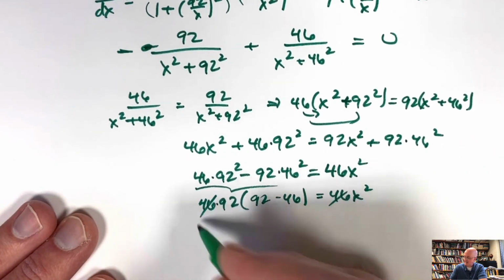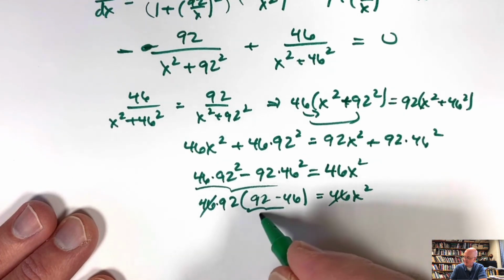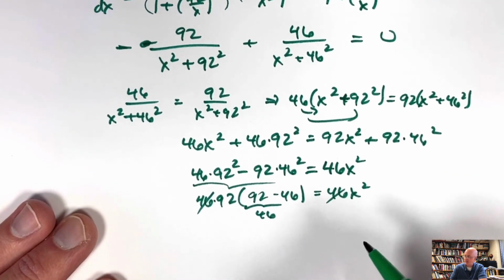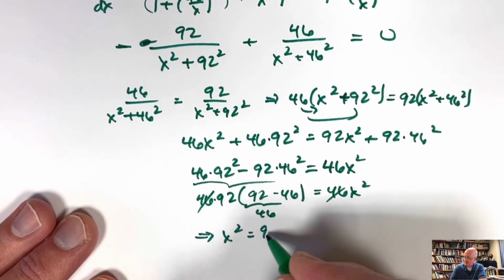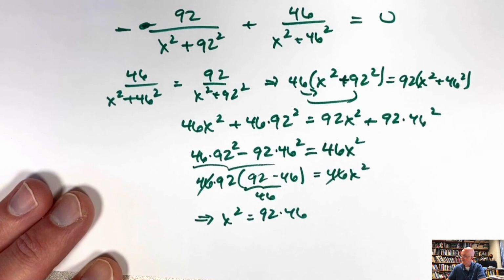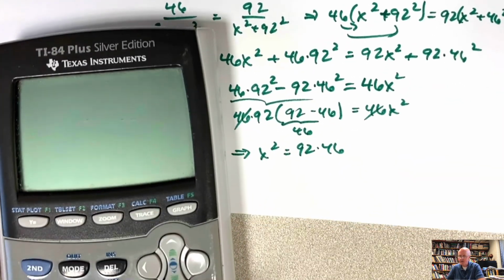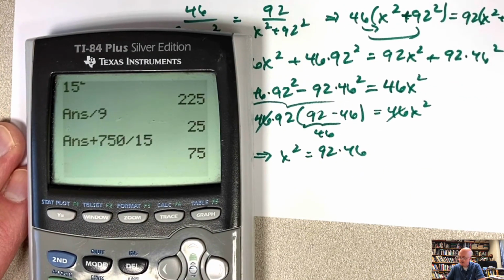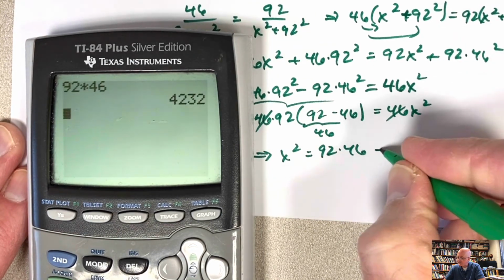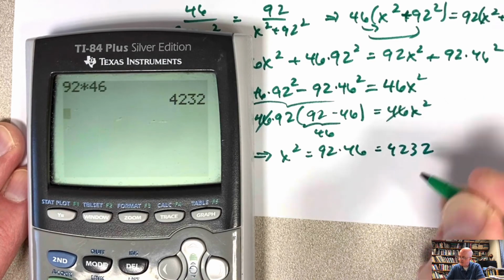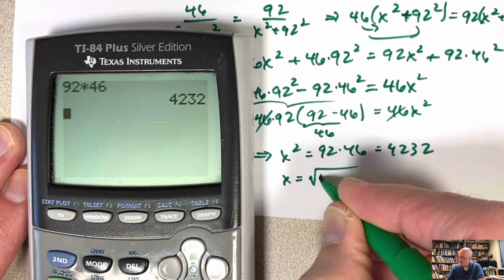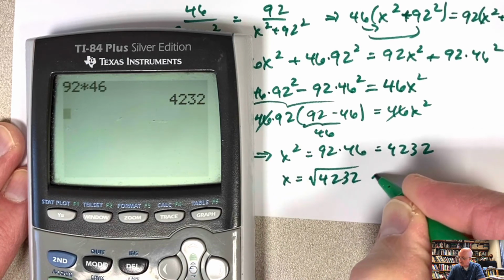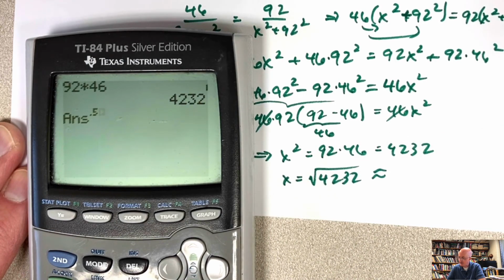46 cancels with that 46. This is a 46 here. If I've not made a mistake, it looks like x squared is 92 times 46. Okay, I'll go ahead and use my calculator now. 92 times 46, 4,232. So x itself is going to be the square root of that. What is that approximately? I really want to know the answer.